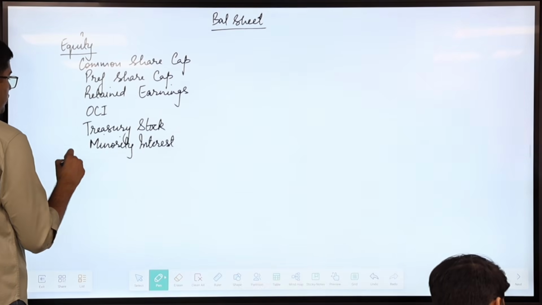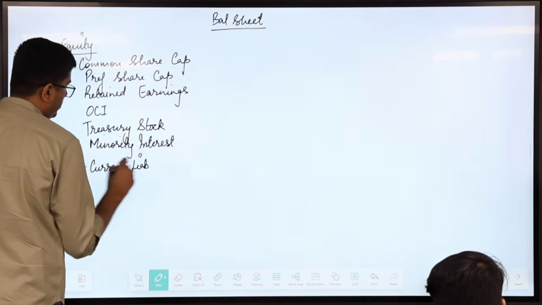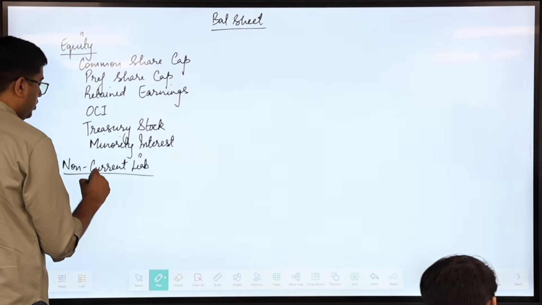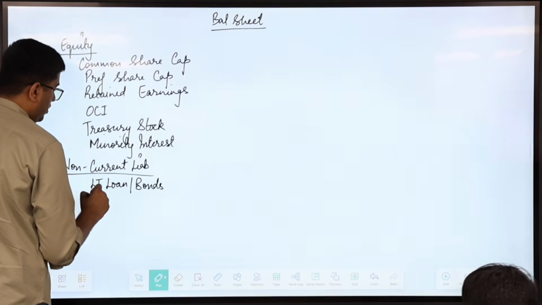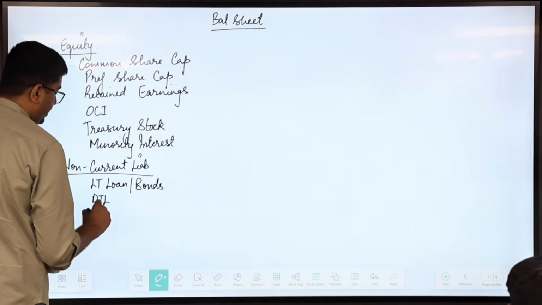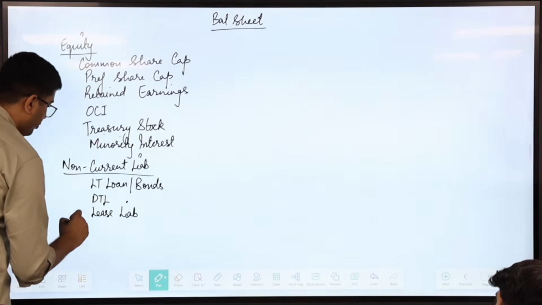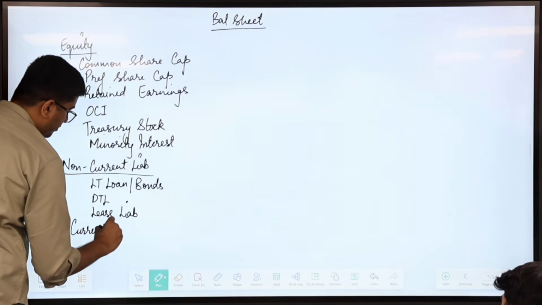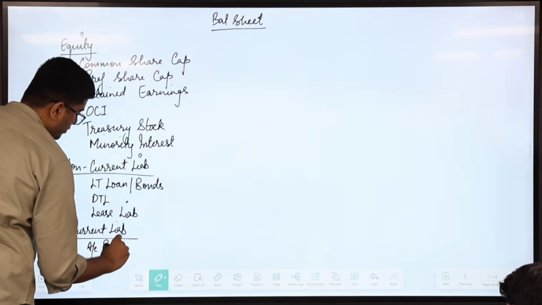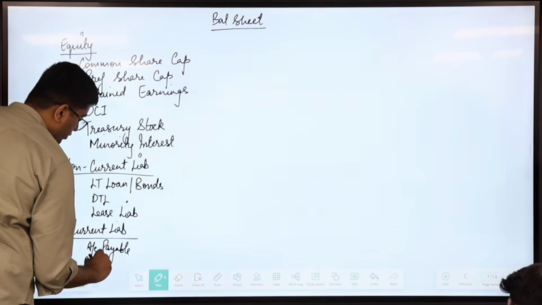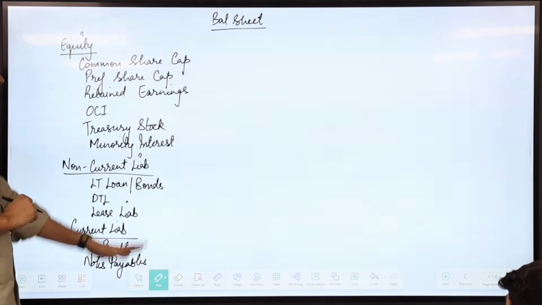Then we have non-current liabilities. Non-current liabilities: long-term loan or bonds, deferred tax liability, lease liability, and any other amount that may be long-term will be reported. Then we have current liability. Accounts payable, notes payable. What is the difference? Notes payable is a financial item. Short-term loans are called notes payable. This is our liability side.